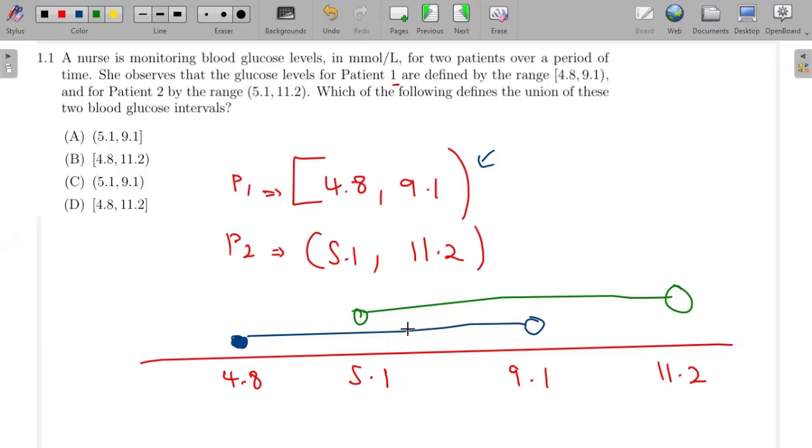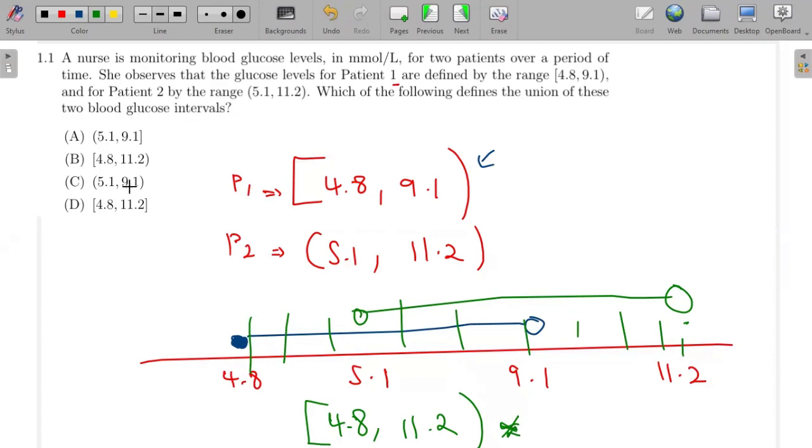So what is the union here? The union is everything, starting from the lowest number all the way up to this point. So the union will be from 4.8, which is included, comma, 11.2, which is not included. So this is our answer here, and we see that it's option B. So we choose option B there.